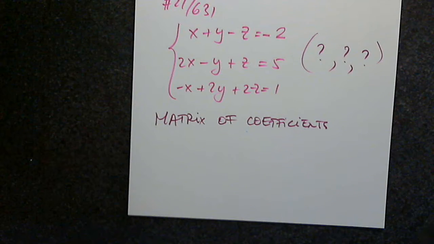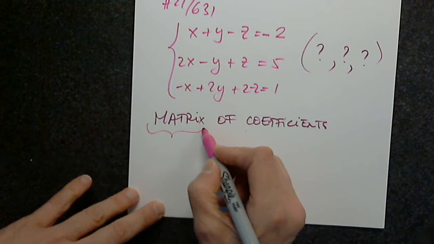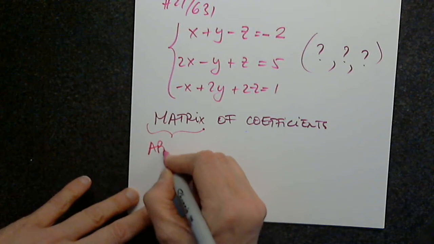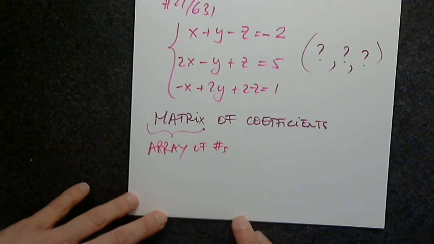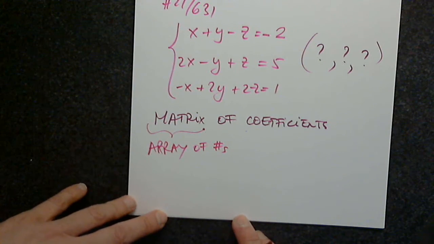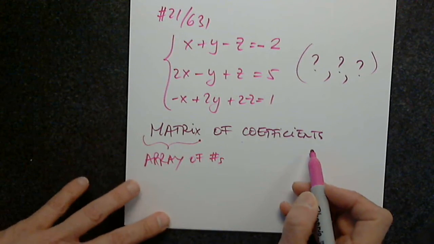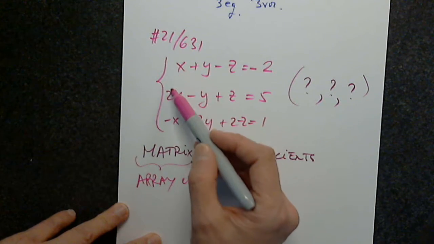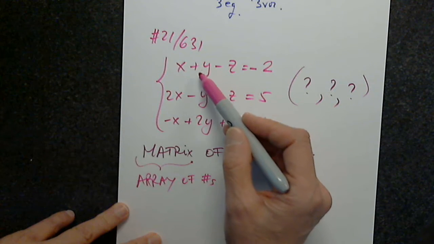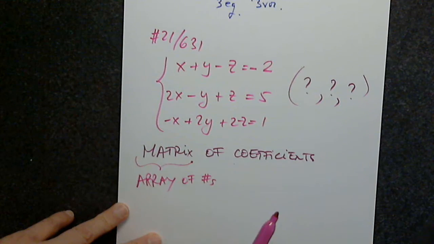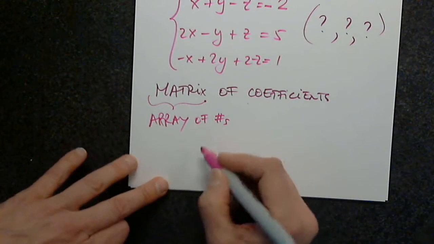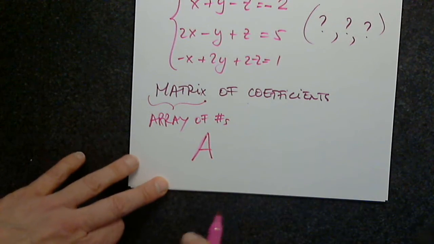Okay, so the matrix of coefficients, or the coefficient matrix. First of all, what is this word? What does it mean? It means an array of numbers. That's what a matrix is, an array of numbers. What are the coefficients? Of course, 1, 2, -1, 1, -1, 2, -1, 1, 2. These are the coefficients. So then the matrix is denoted by uppercase A.